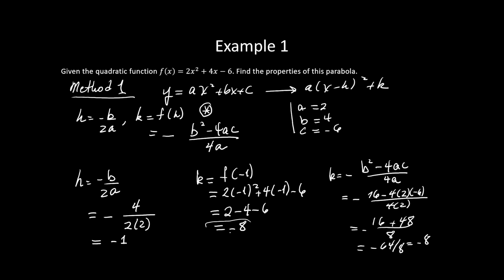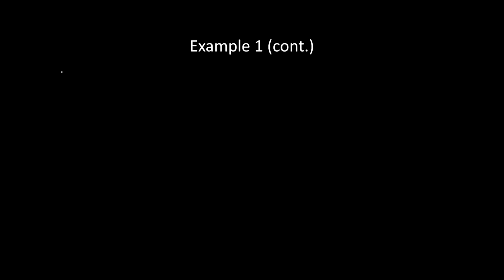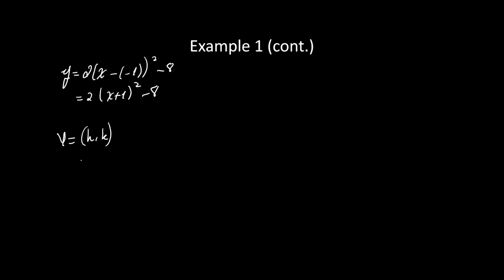So we have k and we have h. So now we can write the parabola. We can keep it like this, or we can write it as y equals a, which is 2, times (x minus negative 1) squared minus 8. Okay? And obviously the vertex is hk. Let's simplify this. The vertex is hk. Our h was negative 1 and k was negative 8.